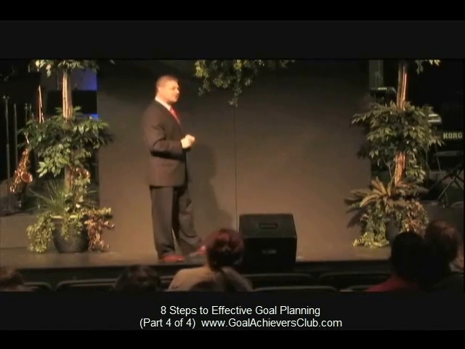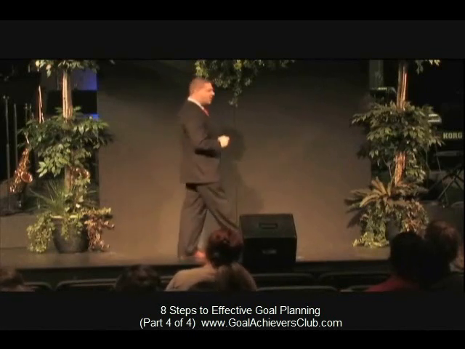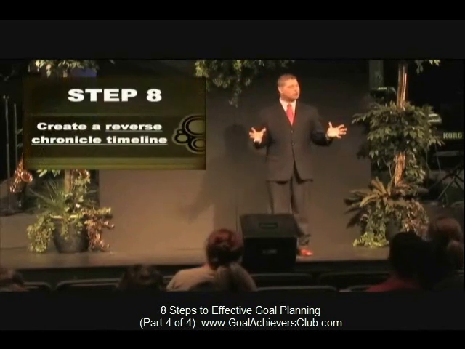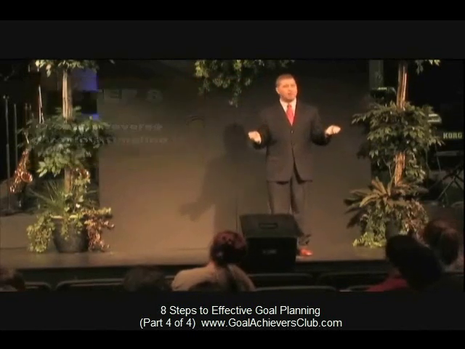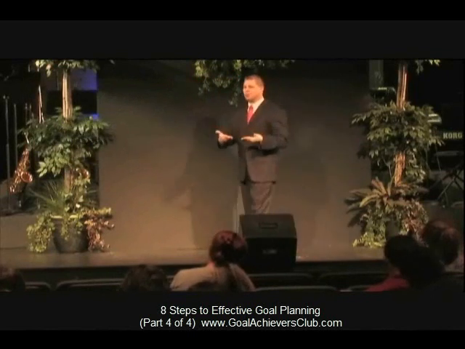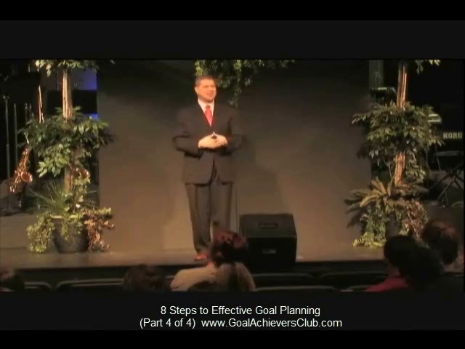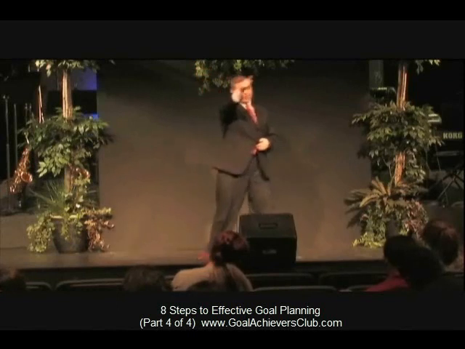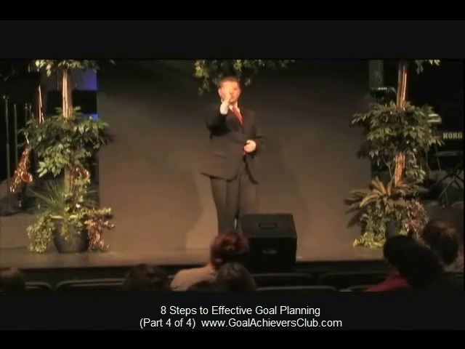Then finally, it takes us to step number 8. And step number 8 is simply this. You must learn to create a reverse chronological timeline. A reverse chronological timeline. This becomes your blueprint or your map to success. What you do is you simply take another piece of paper and you begin with the end in mind. You know what the final goal looks like, exactly how it's going to feel and everything.